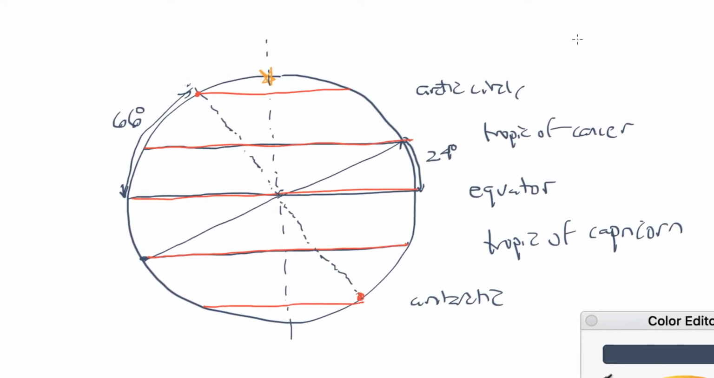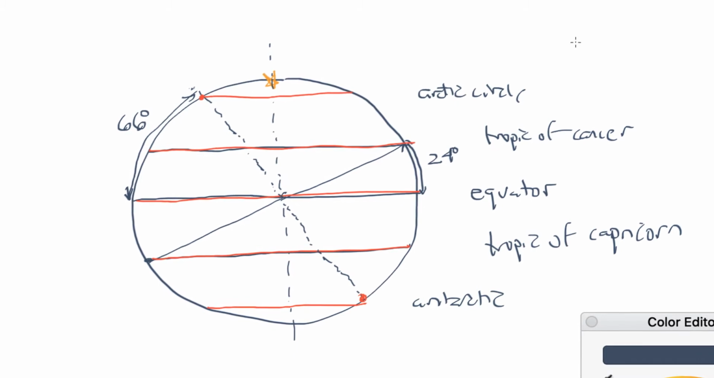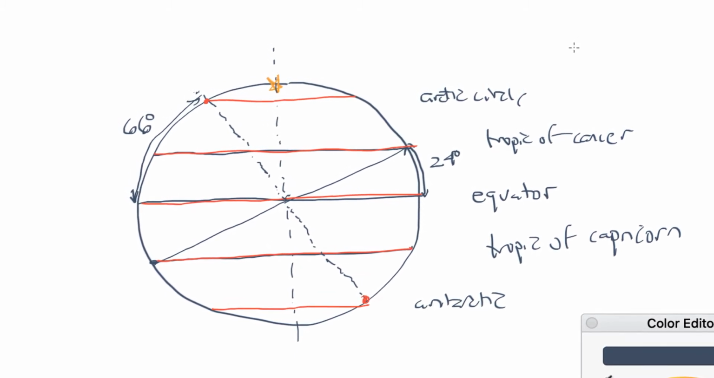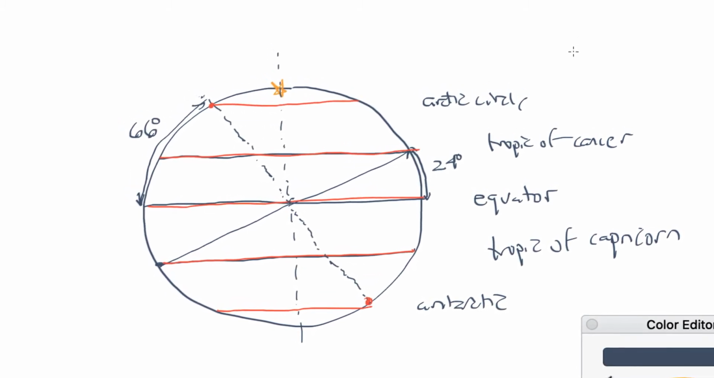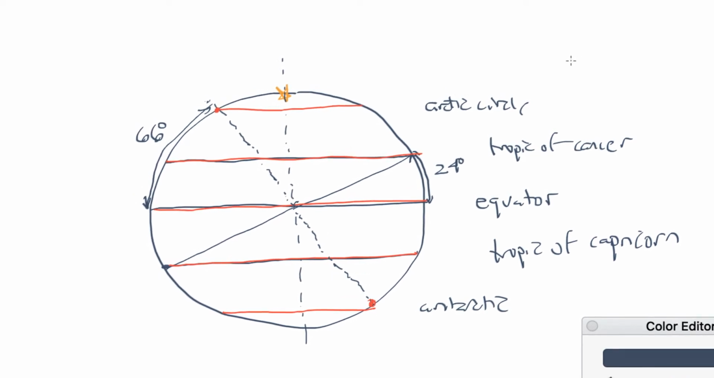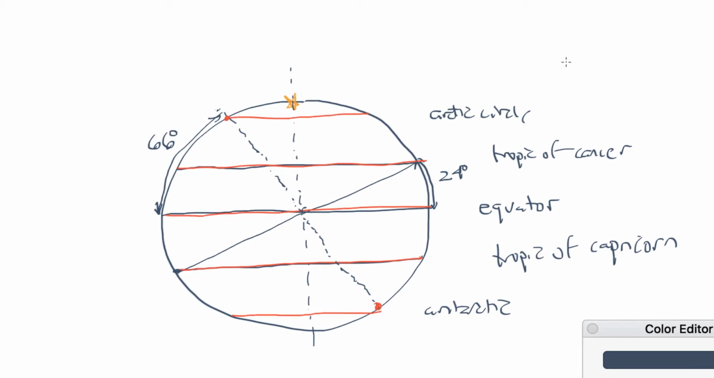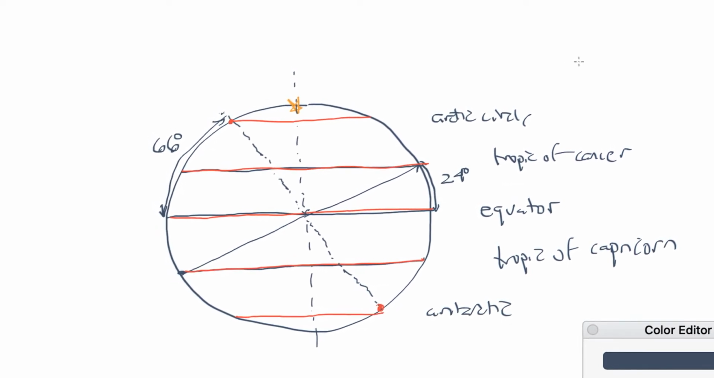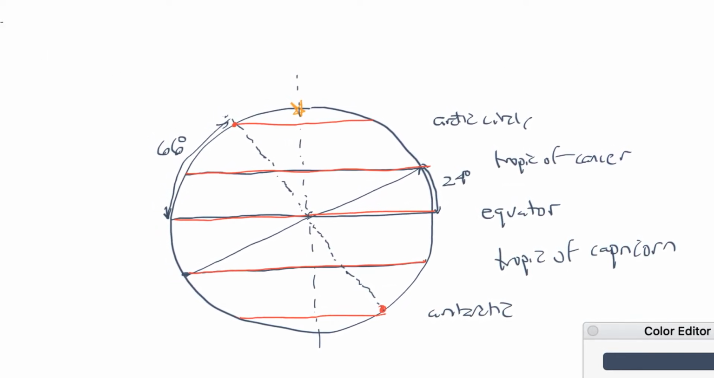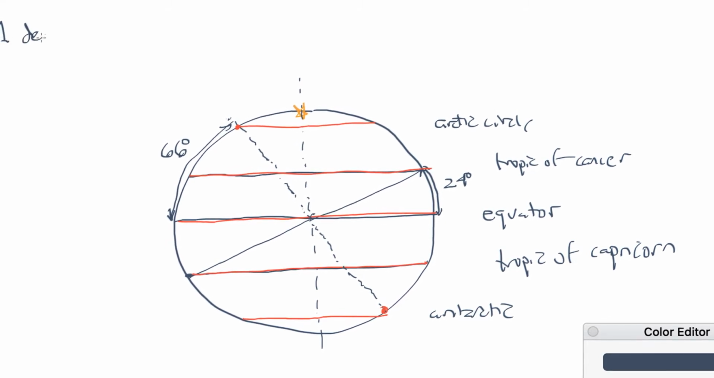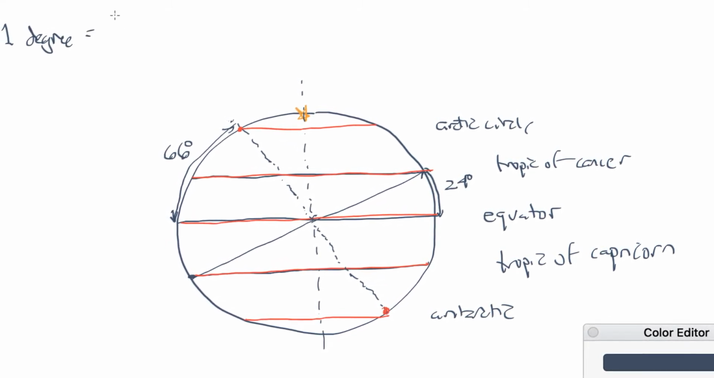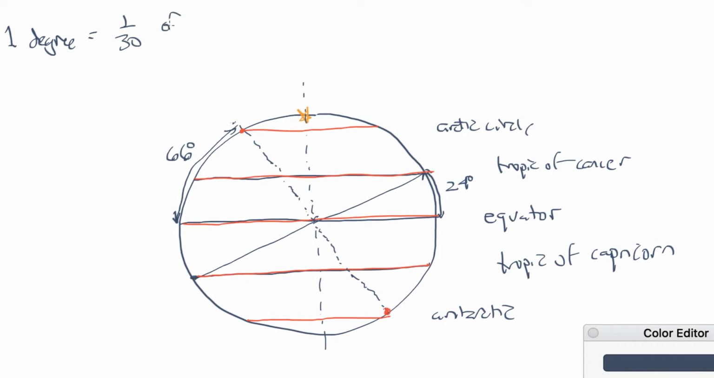And likewise below, the Tropic of Capricorn is 24 degrees below the equator, and the Antarctic Circle is 66 degrees below the equator. So those are some of the things that he mentions in this chapter. He also mentions that 1 degree is 1/30th of a sign. So when we talk about 1 degree in the heavens, 1 degree is, he says, 1/30th of a sign.